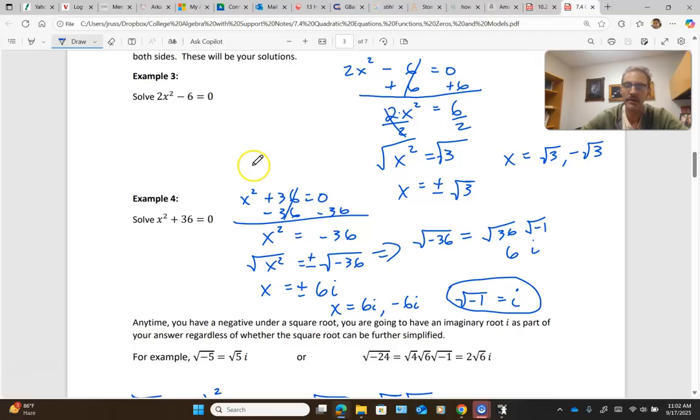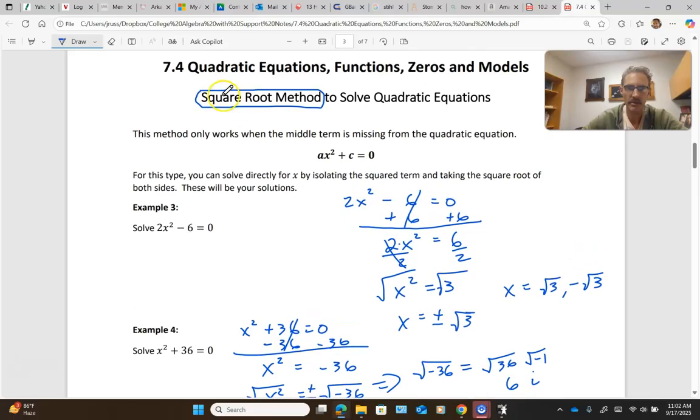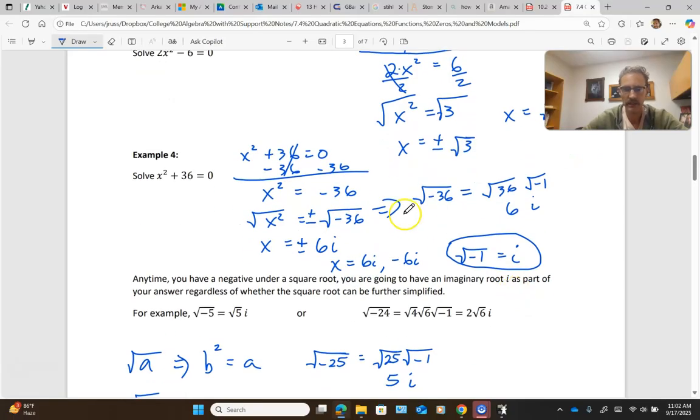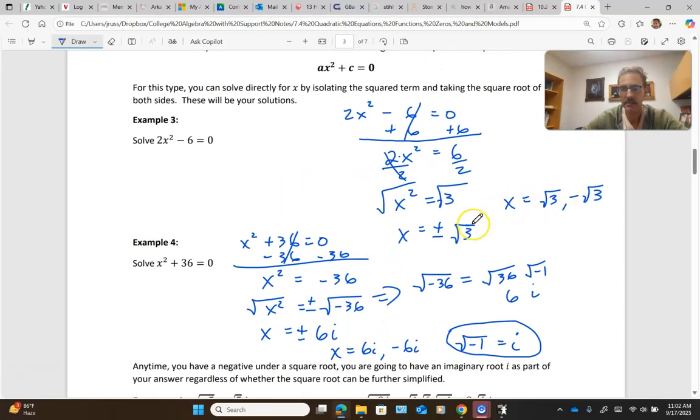Well, there's your couple examples in which you're missing the middle term, and your quadratic equation can be solved by using the square root method. You just have to remember how to simplify these radicals. And you may get some irrational numbers, and these are purely imaginary numbers, so you're going to get some numbers that you may not be very familiar with.